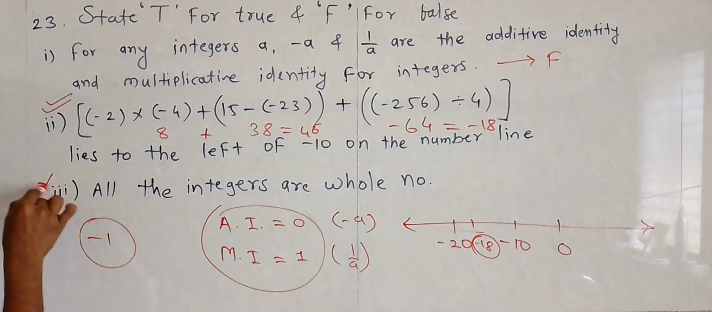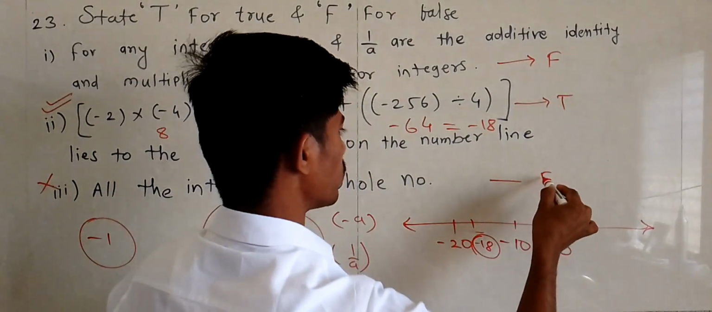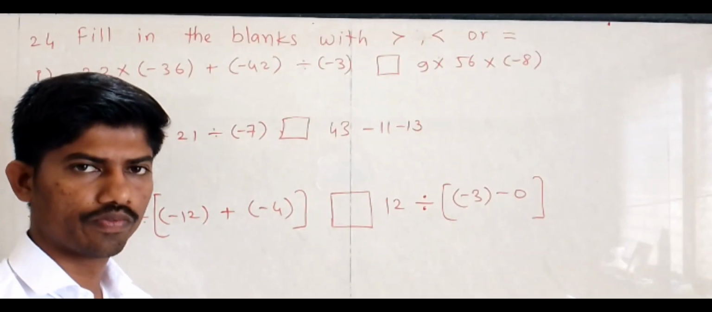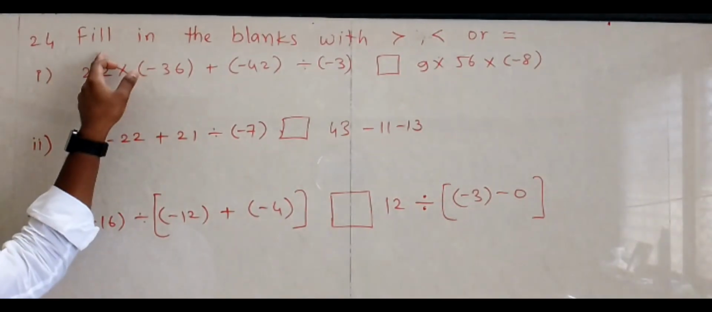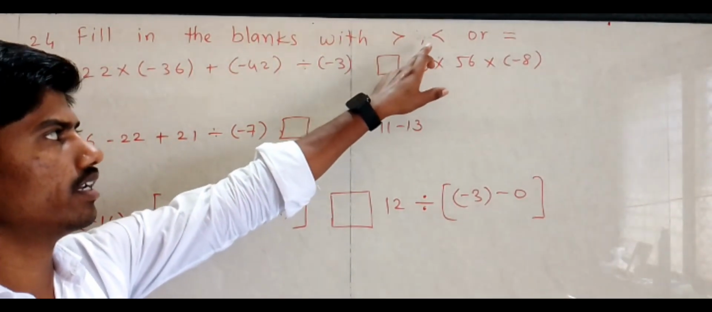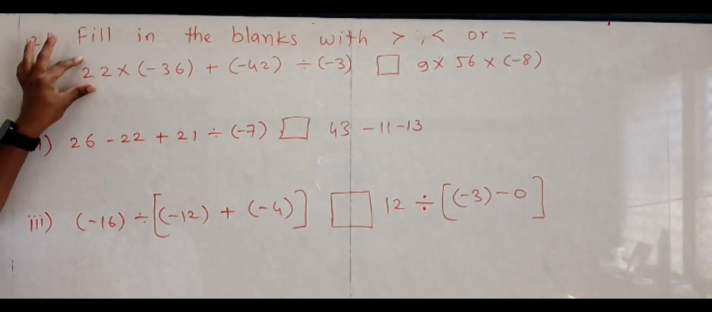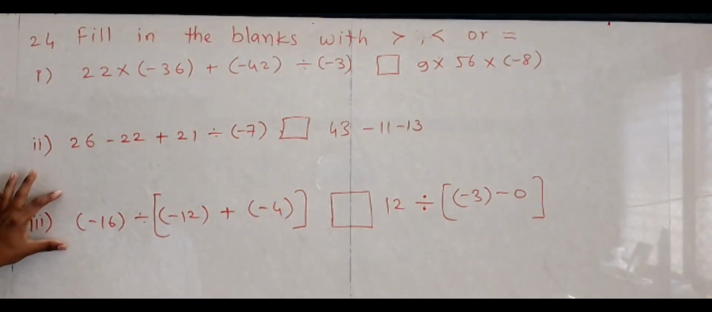So this one is also a false one. So just only this one is true, this one is false. Here is question number 24. Fill in the blanks with greater than, less than, or equals to symbol. So try to solve the first one, second one, and third one.